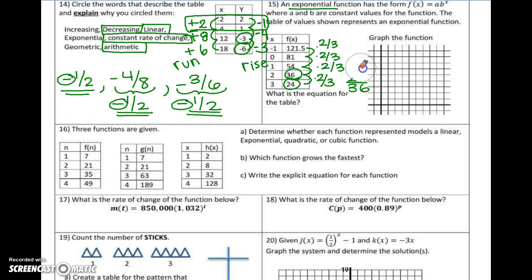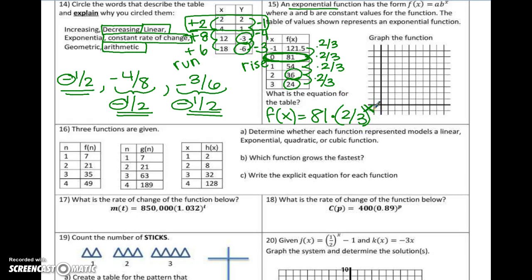And if we want to write the equation for the table, we're going to have f(x) equals, and it's a times b to the x. There's no -1, so we have to use the 0, the y-intercept right here, which is 81 times the 0 term. So 81 times, we're repeatedly multiplying by 2/3 to the x. That would be our equation.